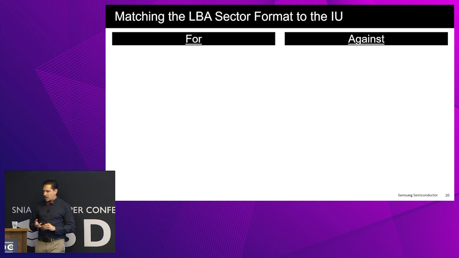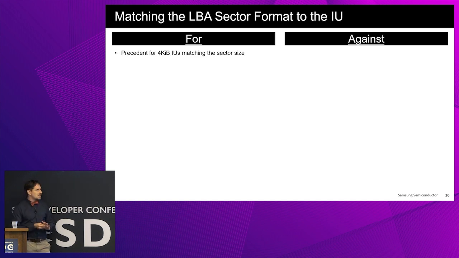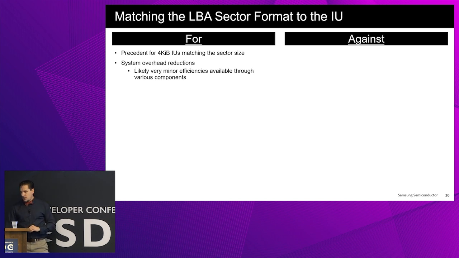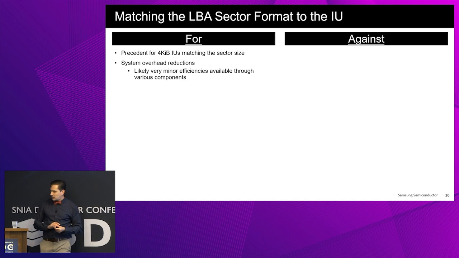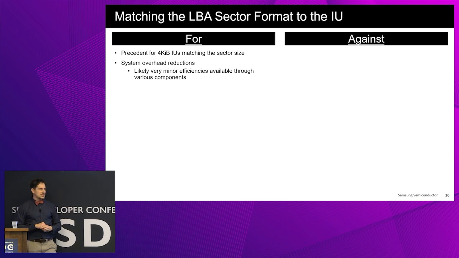One possible solution is similar to the legacy, right? We had the LBA sector format for the indirection unit, and we could grow that. So there is precedent. The 4K IUs match their sector size. And the system overhead reductions are possible, right? You could have longer PCIe TLPs. You could have other transfer efficiencies as you transfer these larger sectors through the system.